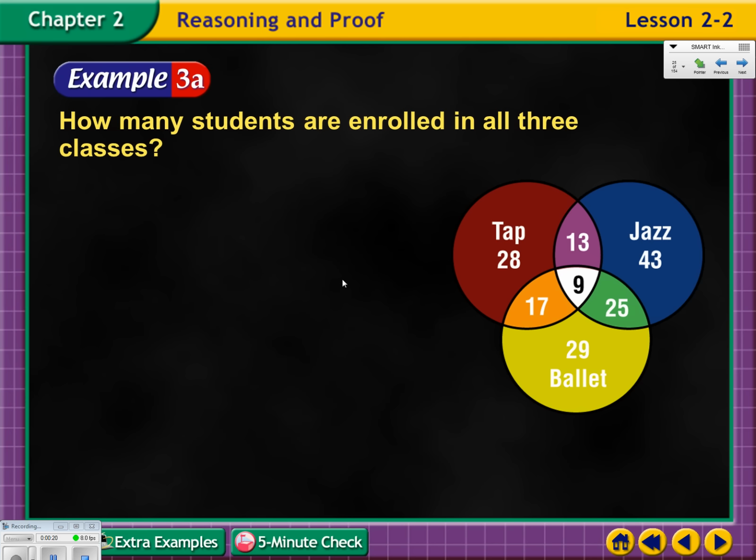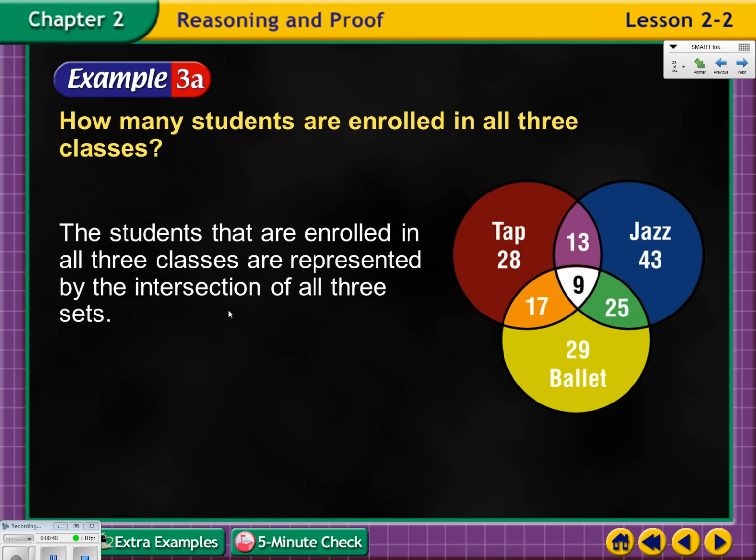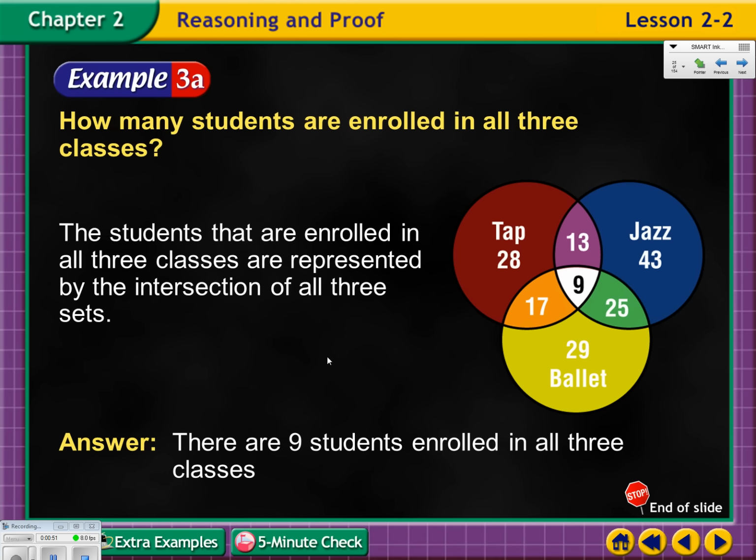Our first question is, how many students are enrolled in all three classes? Well, as you can see in the picture, the 28 kids in tap definitely are not in jazz, and the 43 in jazz are definitely not in tap. So what we're looking for is the overlap of all three circles. All three circles overlap in this one small area where the number 9 is. So there are 9 students that are enrolled in all three classes.